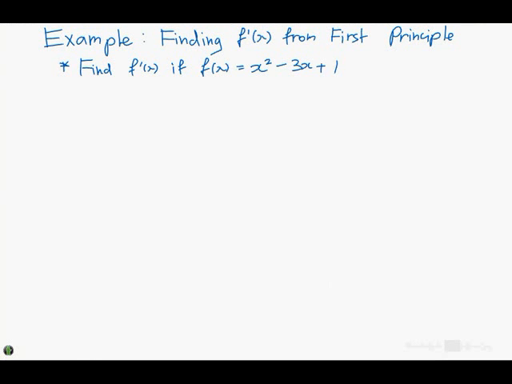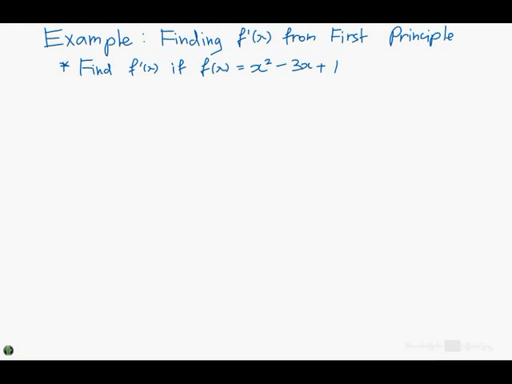Hi, my name's Abe and I'm going to be running you through an example of finding the derivative from first principles. Today's example is quite simple. Find f dash of x if f of x is equal to x squared minus 3x plus 1.